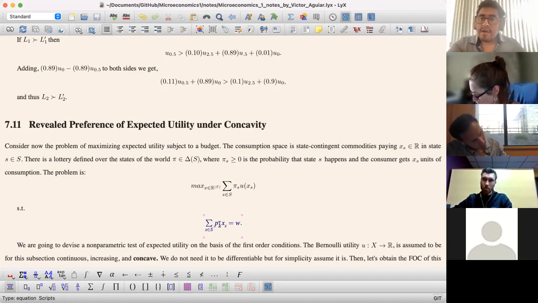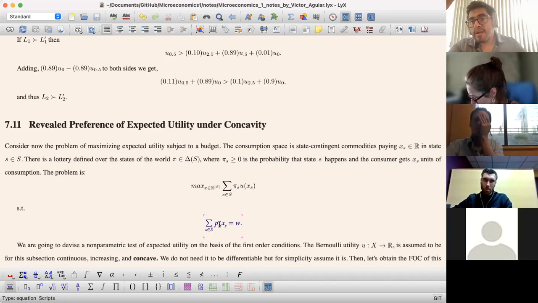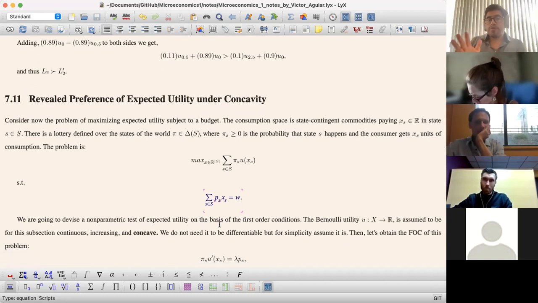Now P sub S, I multiply it by the quantity X sub S, right? And this gives me the price of the state contingent commodity. Now I sum over all the states, and this must be equal to my income. Okay, so it's a linear budget. Great. So any questions here?